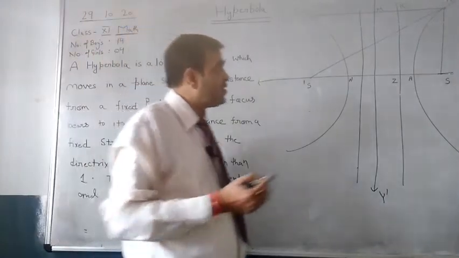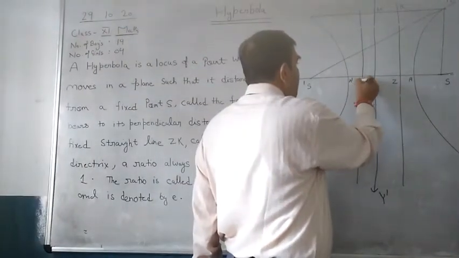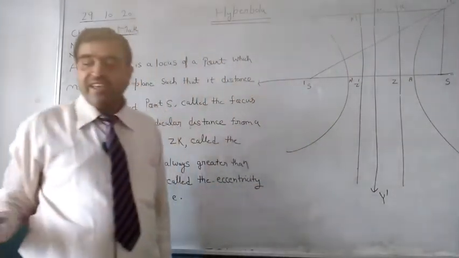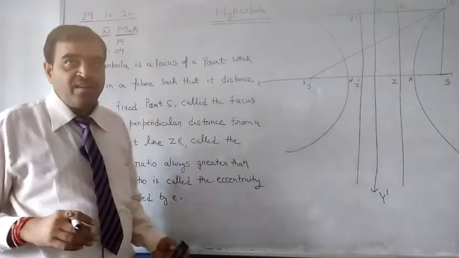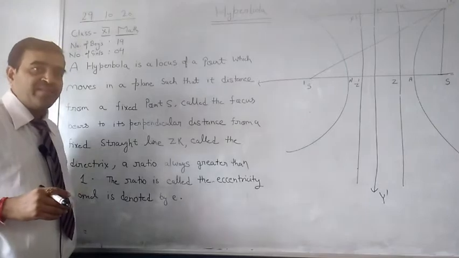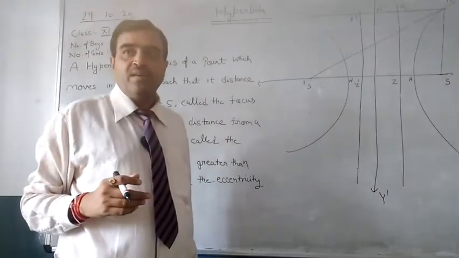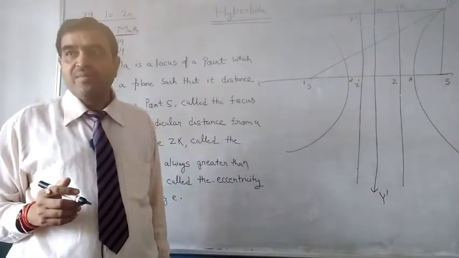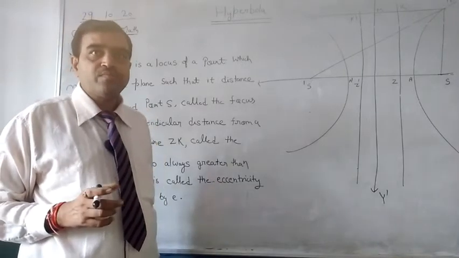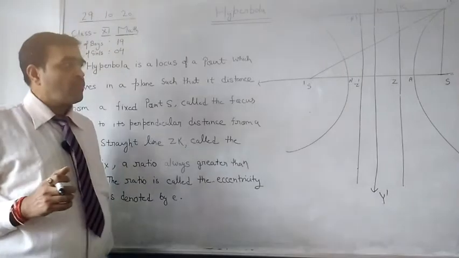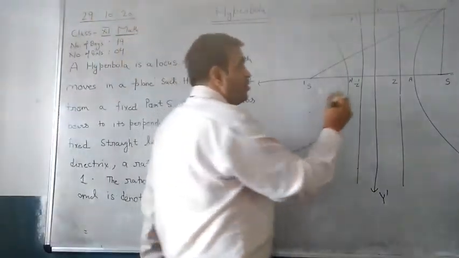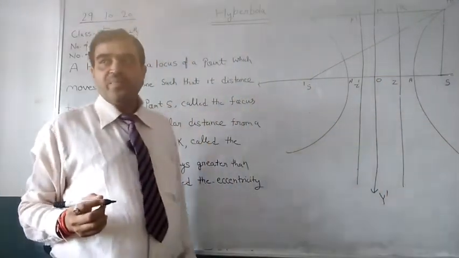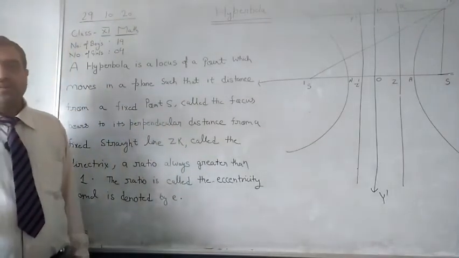And the fixed straight lines ZK and Z dash K dash are the directrices of the hyperbola. O is the center of the hyperbola.